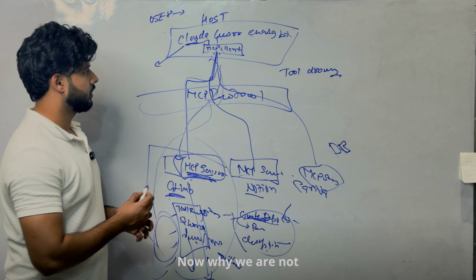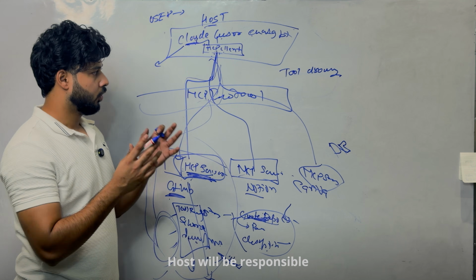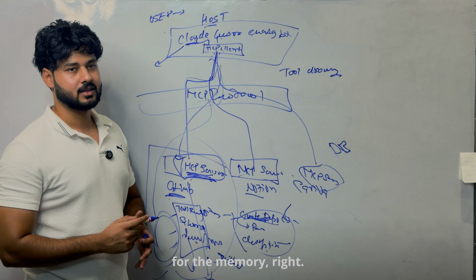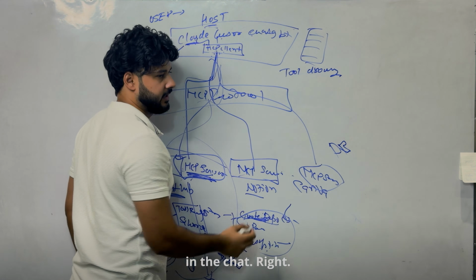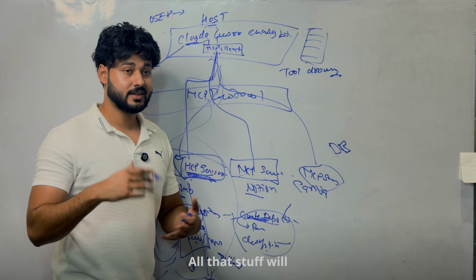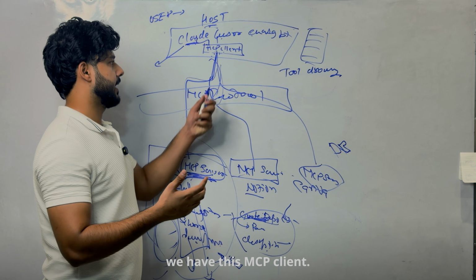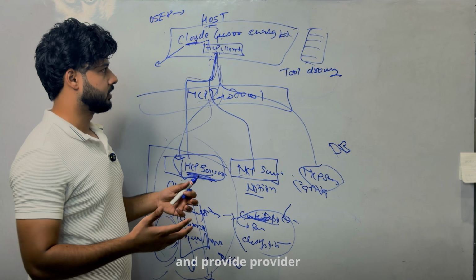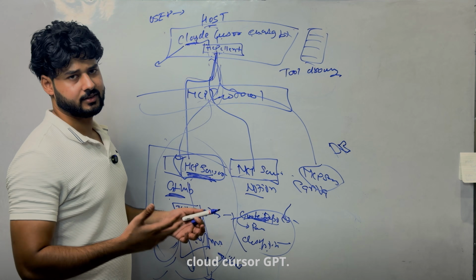Now why are we not doing all this with the host? Because the host is responsible for something else. The host will be responsible for the conversation history and for the memory. It will maintain the conversation history in the chat. When you chat on ChatGPT, you have a long conversation and a memory, all that stuff is done by the host. Then in the host we have this MCP client. It will call all the MCP servers which are connected to it, and provide the data to the host: Claude, Cursor, GPT.